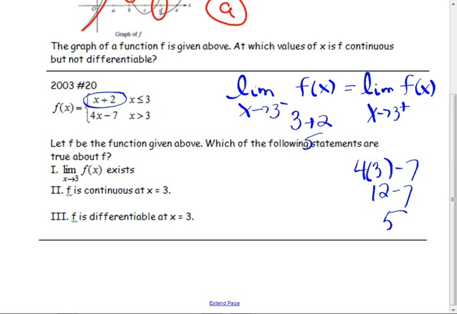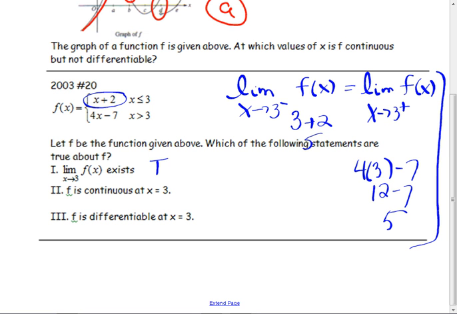Now, by the way, I have seen a problem like this in the free response. And you would have to write all of this out. You have to say the limit from the left equals the limit from the right, which they do. So this is true. Remember, we don't care what happens at 3.